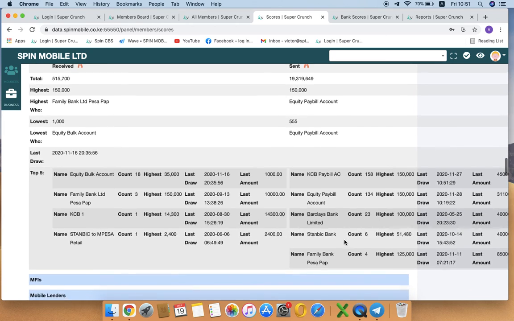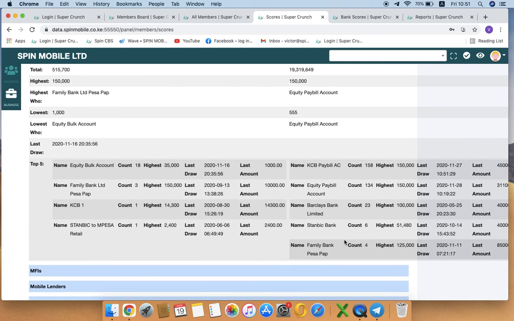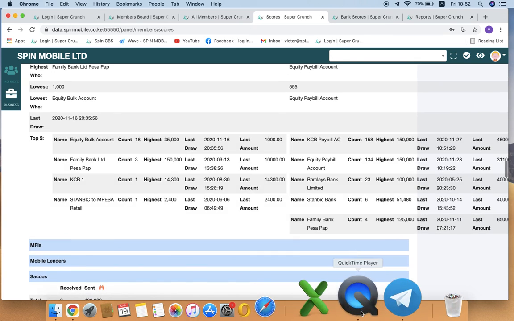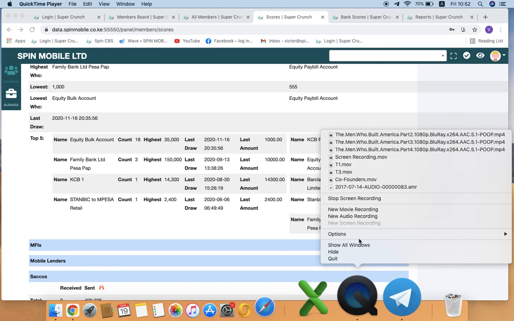So I think I'll stop there. That is just a brief demo of the SuperCrunch tool and the abilities that are limitless: predictive analytics, solutions for auditors, solutions for debt collectors, and even personal finance as an individual. Thank you very much.